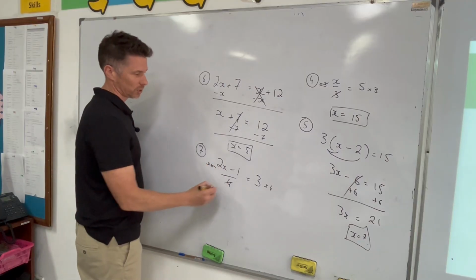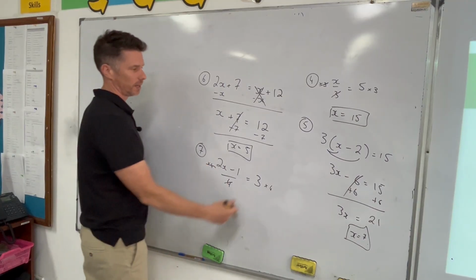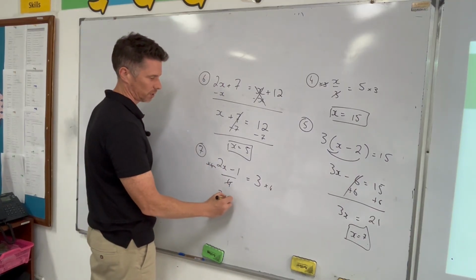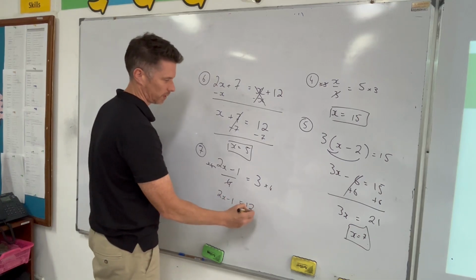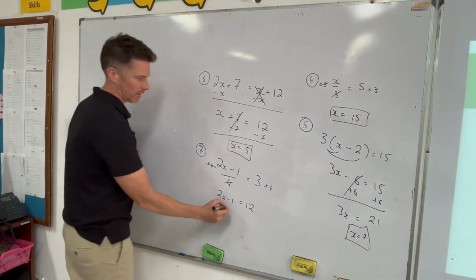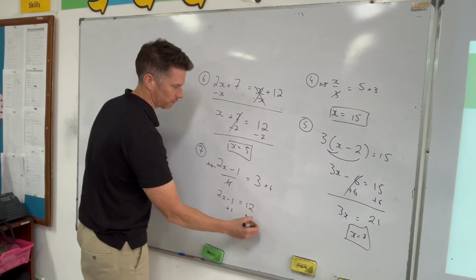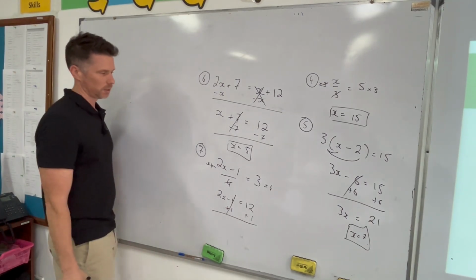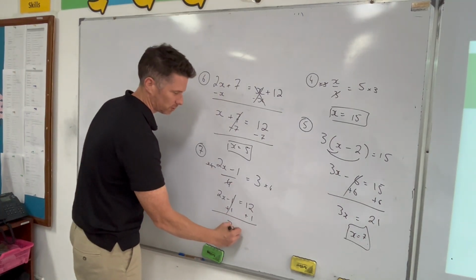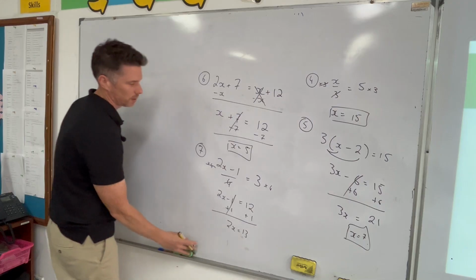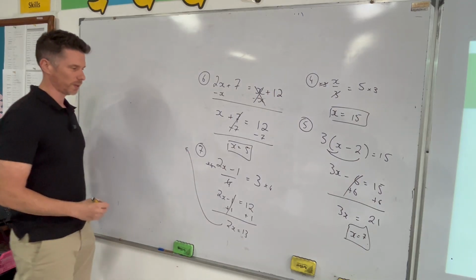That will get rid of this whole division of 4. And now I have 2x minus 1 is equal to 12. And now it's a 2-step equation. I add 1 to both sides first. And I get 2x is equal to 13. I'll just finish it off up here. 2x is equal to 13.